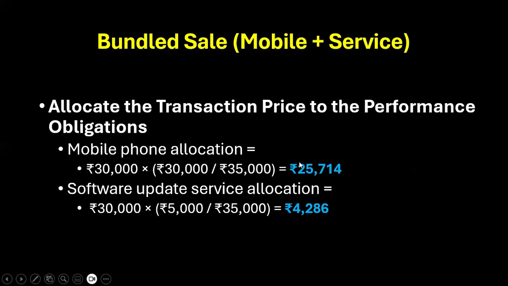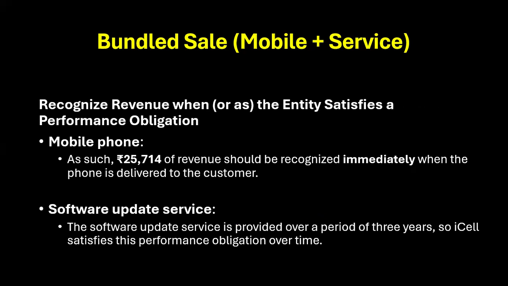So the allocated revenue for mobile phone is 25,714. The allocated revenue for the software update is 4286. So instead of showing entire 30 as a revenue for the mobile, it is allocated over the bundle services. So the revenue attributed to the mobile is recognized immediately, whereas the revenue attributed to the software is provided over a period of 3 years.